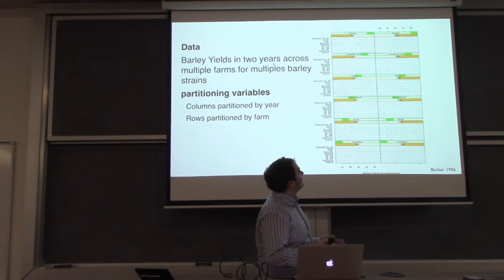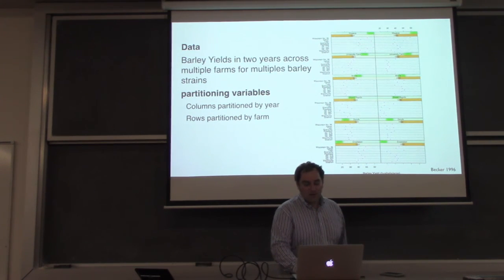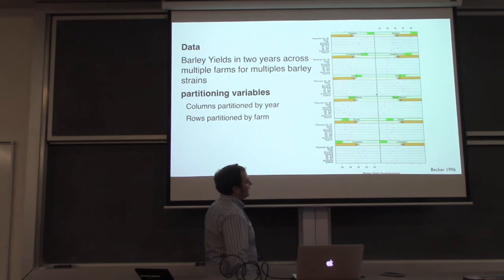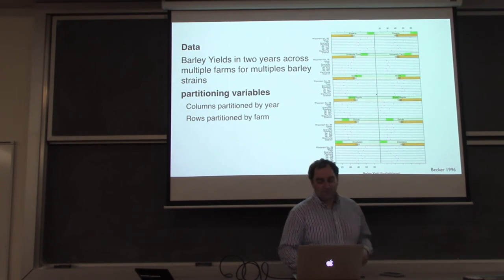And this is nicely split up, and we can see that the Morris Ranch, for example, here, has not had great yield except for this Trebi strain, whereas it had better yield in 1932. Which is kind of not quite the same for many of these other plots. And so this is a very extreme example of partitioning.